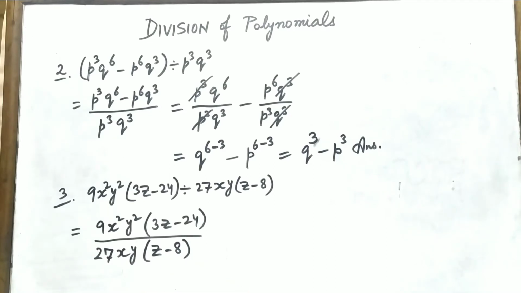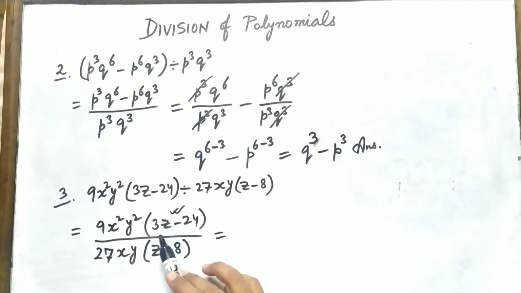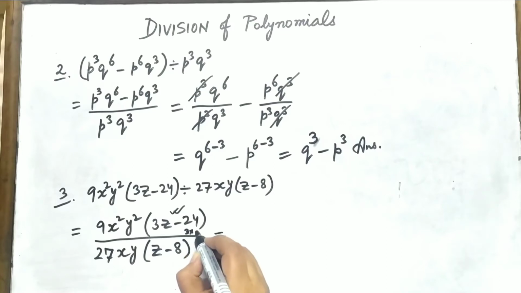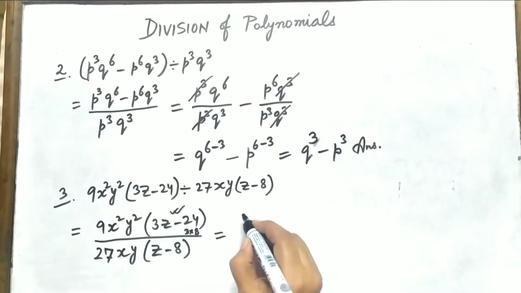Now we see we can cancel these terms outside the bracket. But what about these two terms? We have to take the common from the numerator term, and the common term is 3 because 8 3s are 24. So 3 is here, 3 is here. It is taken common outside the bracket.